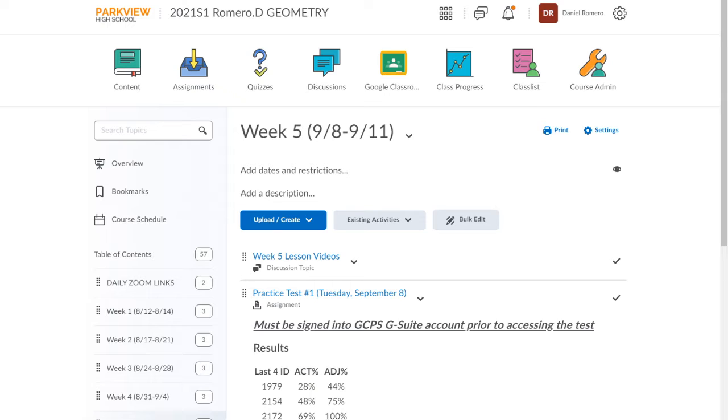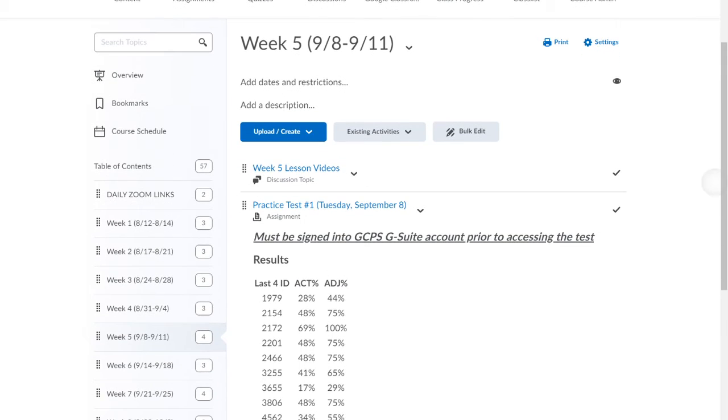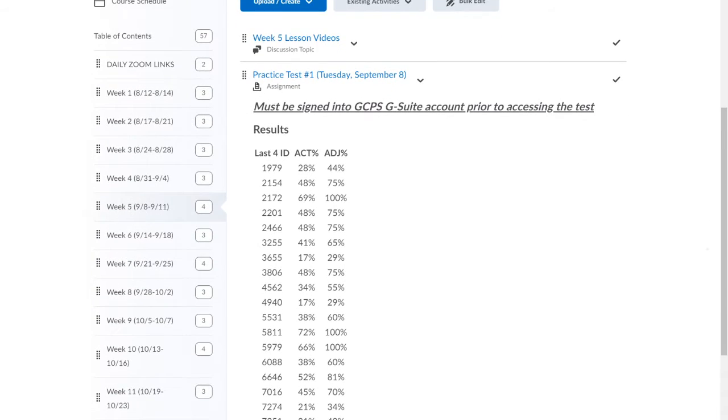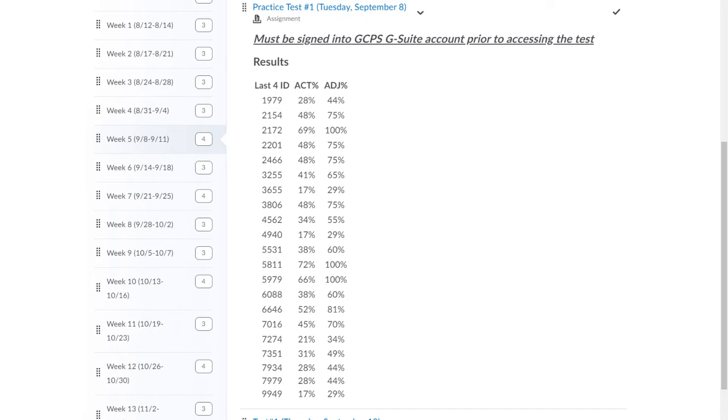So it won't give you the right answers, but it'll at least show you which ones you got wrong. In addition to that, I posted on our e-class page, look, week 5, content is where you find everything. Under week 5, under practice test, you see the results. There are 3 columns. The first column shows the last 4 digits of your ID. If you don't see the last 4 digits of your ID there, that means I didn't get a practice test from you. And that's going to be important. The second column is the percentage that you actually got correct.